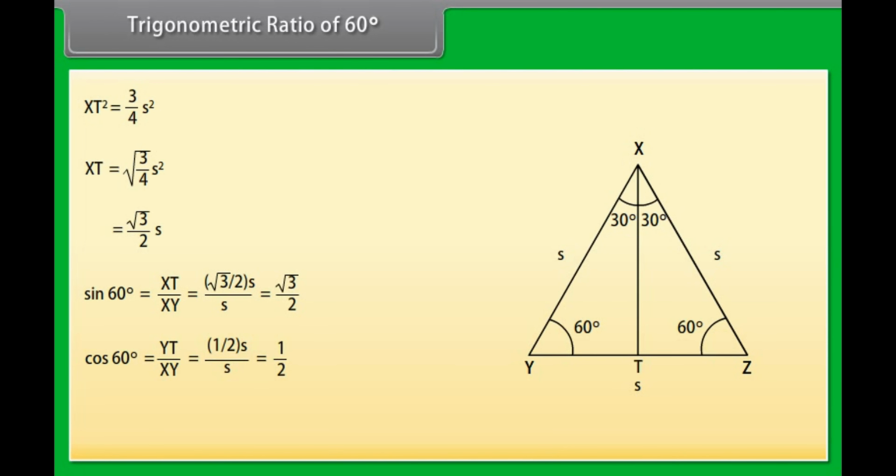Cos 60 degree is equal to YT upon XY equals 1 upon 2S upon S equals 1 upon 2. Tan 60 degree is equal to XT upon YT equals square root 3 upon 2S upon 1 upon 2S equals square root 3.